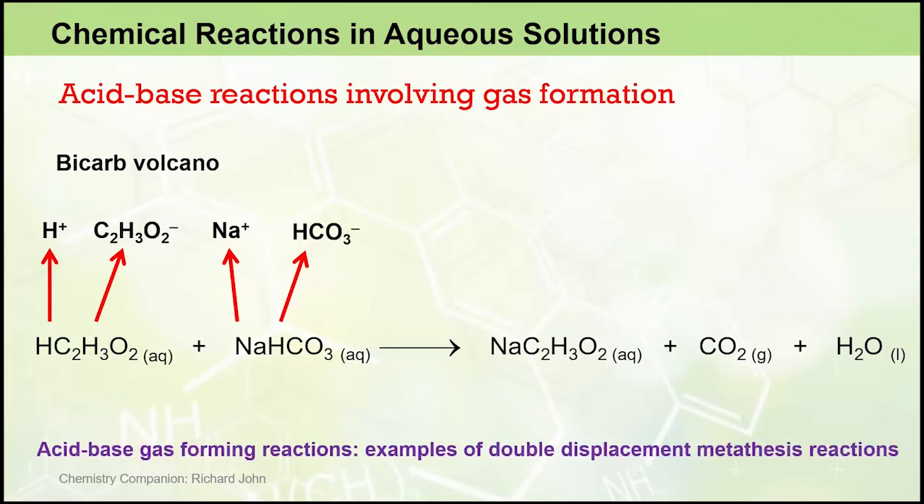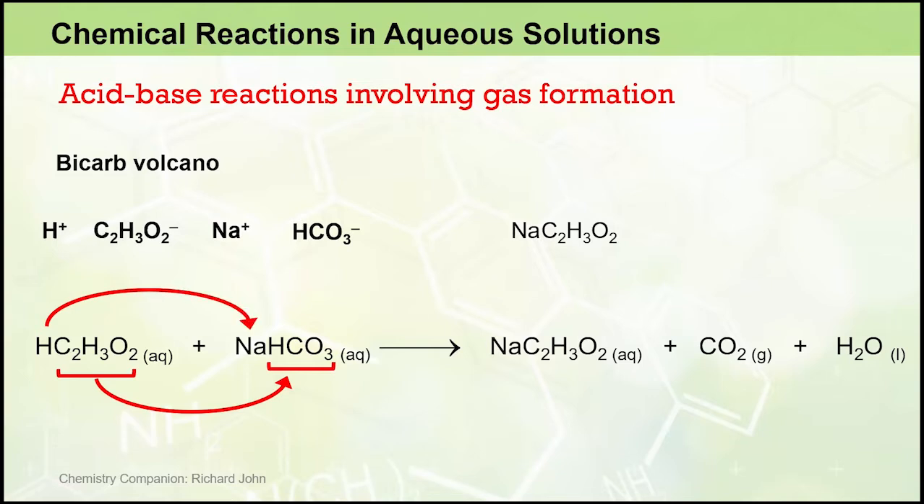This gas-producing reaction is actually a further example of a double displacement metathesis reaction, with the acetate ion displacing the hydrogen carbonate ion to form the sodium acetate salt, while at the same time the hydrogen ions from the acid are displacing the sodium ions in the sodium hydrogen carbonate, coming together on the right-hand side of this equation to form carbon dioxide gas and liquid water.